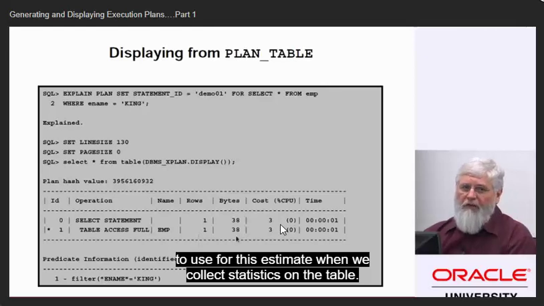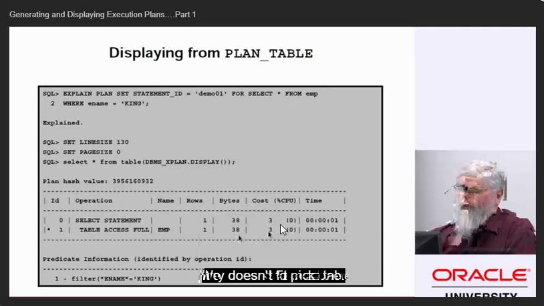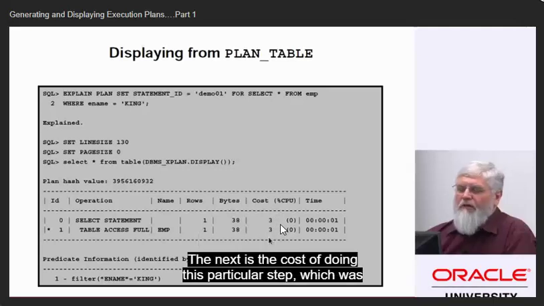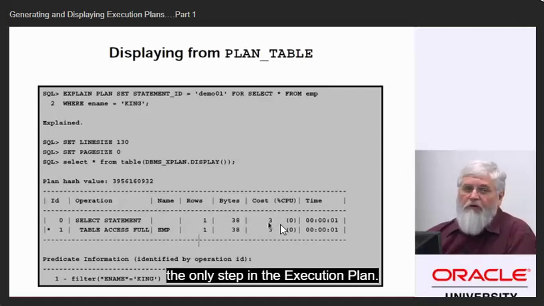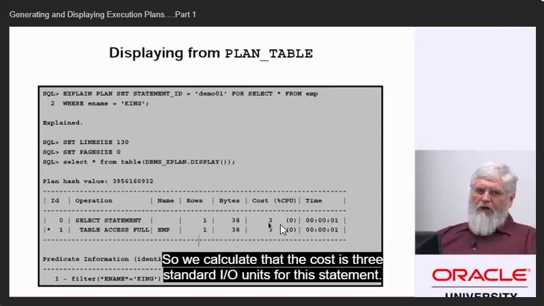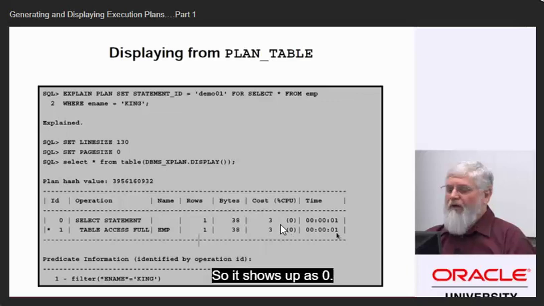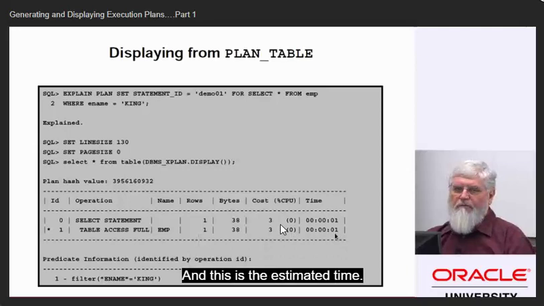Okay, the next is the cost of doing this particular step, which was the only step in the execution plan. So the total cost of the statement was the same. We calculate the cost as 3 standard I/O units for this statement. The CPU we're going to use during it was less than 1%, so it shows up as 0. And this is the estimated time. We're estimating about 1/100th of a second to do our 3 I/Os to complete the statement, or have our cost of 3.